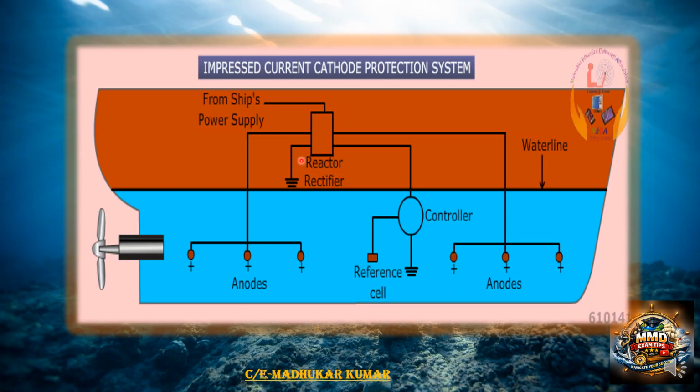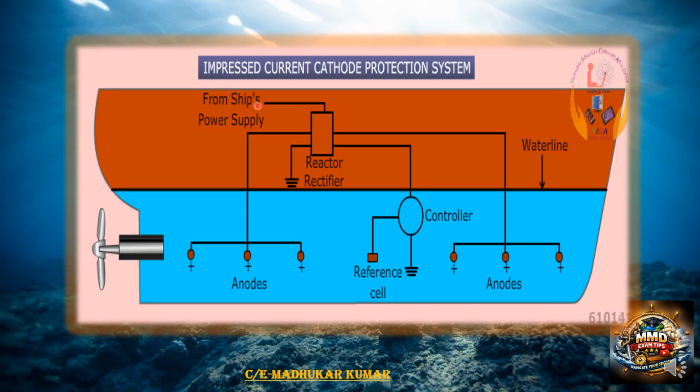Here is the complete diagram of its impressed current cathodic protection system. So here you can see in the aft part we have the anodes, and in the forward part also we have the anodes. This is the water line. Whatever the anode and the reference cell there is, it is all under the water line, which means it is deeply submerged.